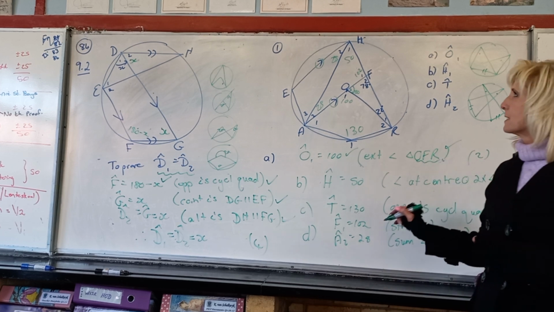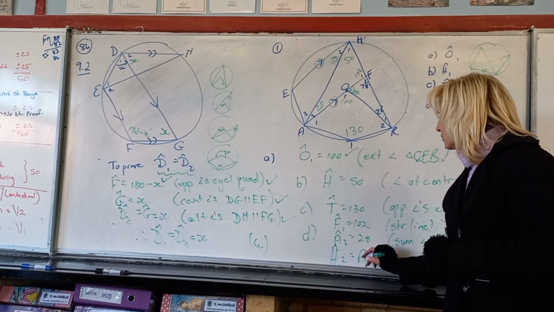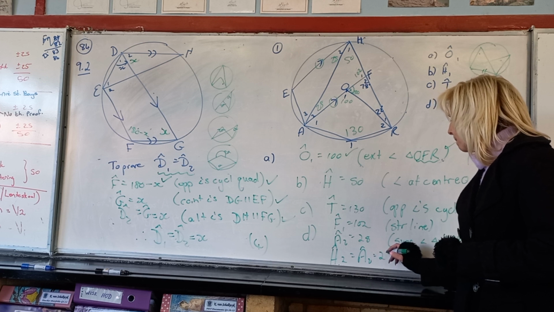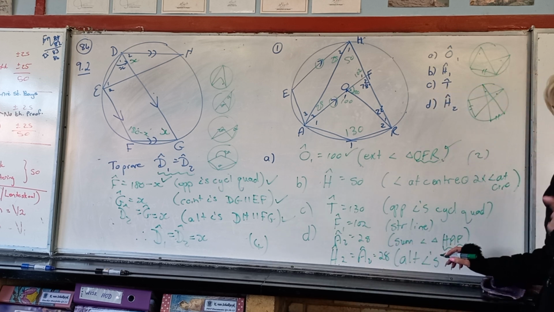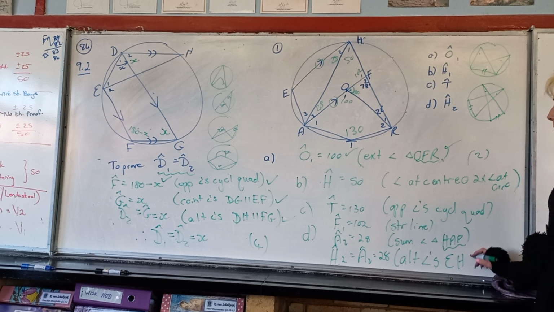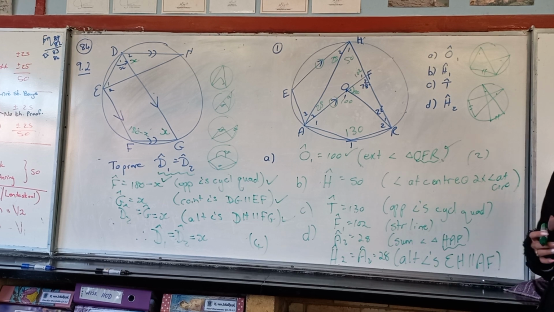And then the last step was that H2, what I'm actually looking for, was equal to that A2 because they are alternate angles. And again, H parallel to AF. You must never ever write the words alternate angles, co-interior angles, corresponding angles without knowing where the parallel lines are, because you're not going to get that mark.